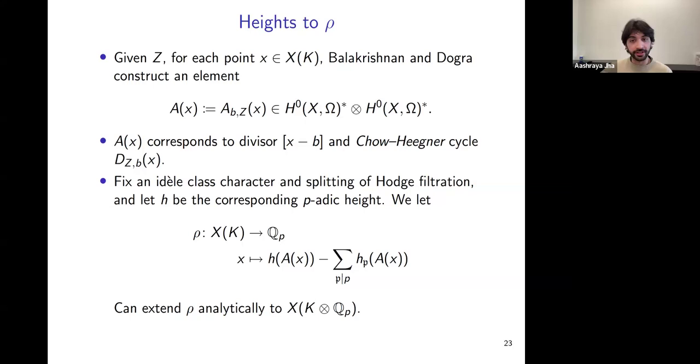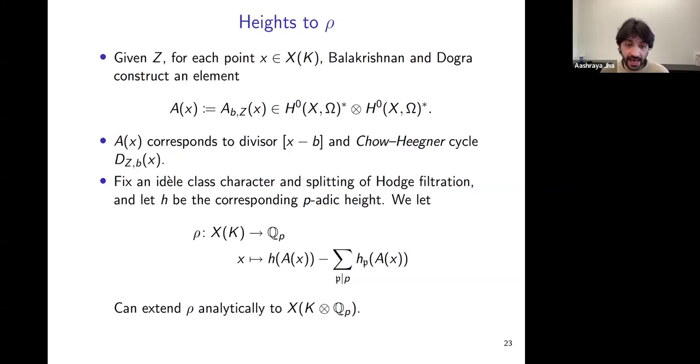We won't really go into how we construct this because it's quite technical, but it is important in other aspects of arithmetic geometry as well. And so we now fix an Idel class character and a splitting of the Hodge filtration, and we let H be the corresponding height. Our function rho will be the difference of my global height H and the local heights at primes above P.